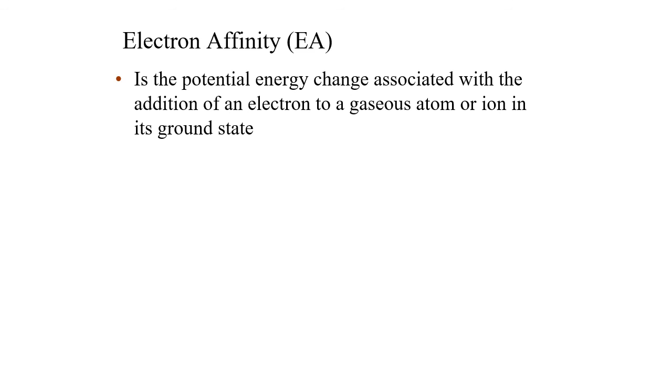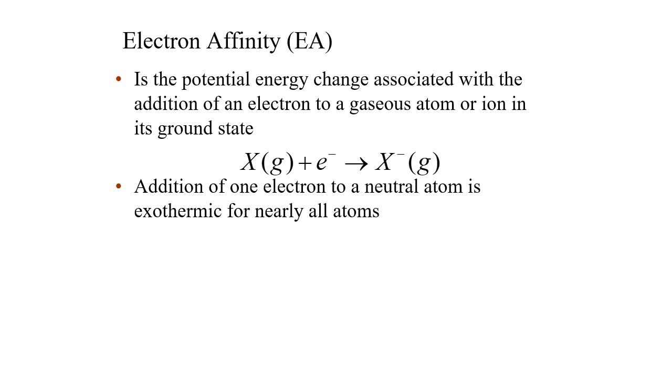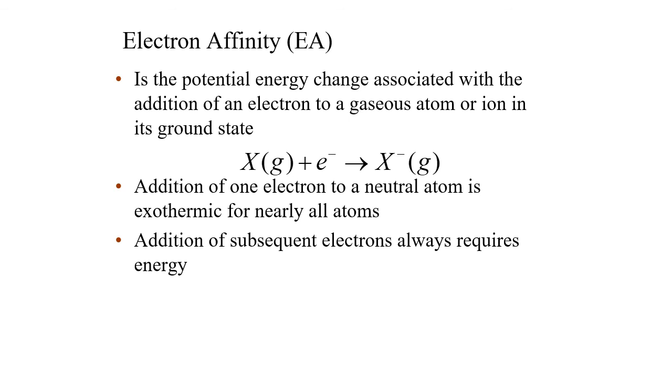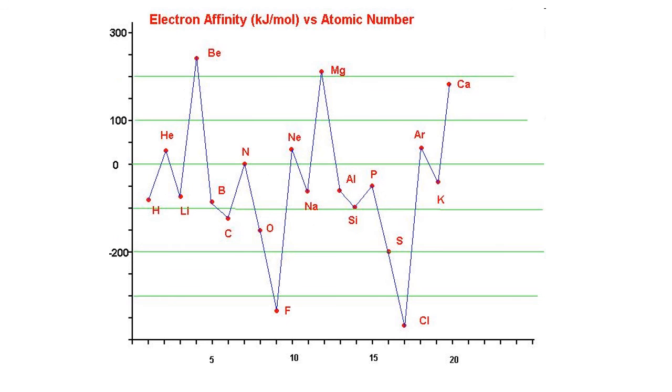Now, what happens when we add an electron to an atom? This energy we name electron affinity. It's the energy associated with adding an electron to a gaseous atom or ion in its ground state. Again, it's all in gas state. Addition of one electron to a neutral atom is exothermic for nearly all atoms. So atoms want to take an electron, but to take a second electron always requires some energy.